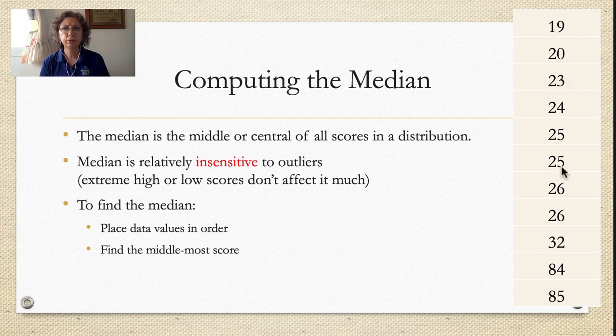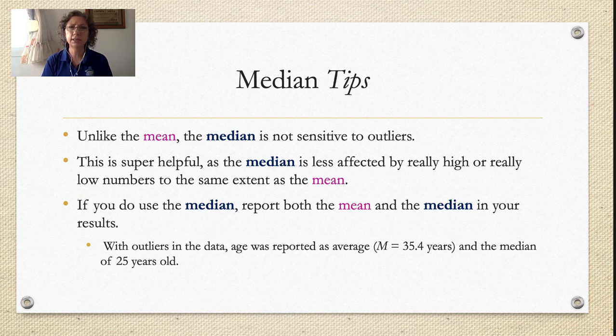So here, if we got the mean, which would be the average of all of these, and again, the mean is sensitive to outliers. The mean here is 35.4 of all these scores, but the median is only 25, the middle occurring score. Unlike the mean, the median is not sensitive to outliers.